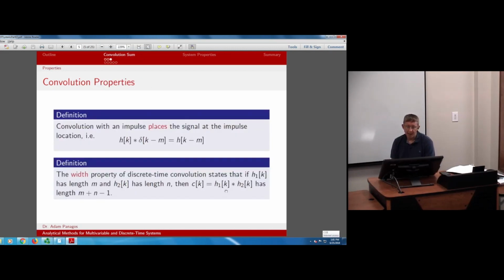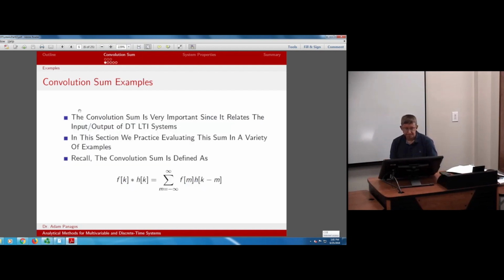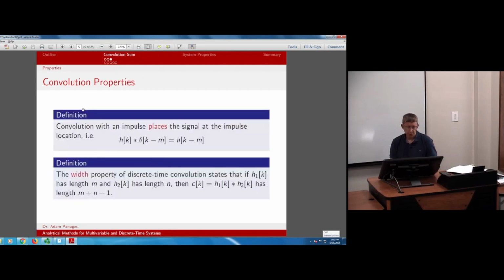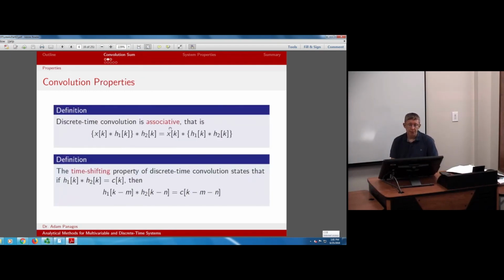The width property says to figure out what length each one of these is. The final width of the signal is at most m plus n minus 1. So it gives you a feeling for how many values you're going to need to compute when you're done. If this is a triangle that has 4 values, and this is a square that has 3 values, when you're done, 4 plus 3 minus 1 is 6. You're going to have 6 values that you need to compute. So those are some properties. Most of these should sound familiar because continuous time convolution was also associative, distributive and commutative.